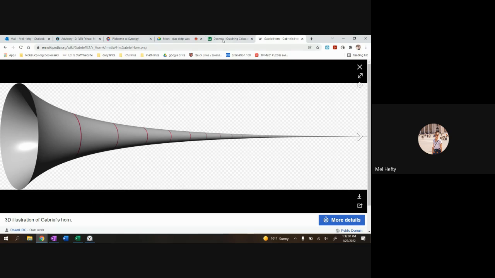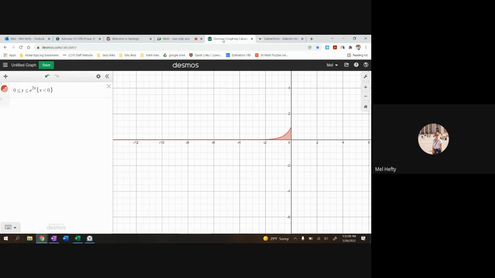So that means this infinitely long area has area 1/2. Of 1/2. Yes. So if this could be painted with gallons of paint, I could buy half a gallon of paint and paint this infinitely long thing. It would take me an infinite amount of time, but I could do that.